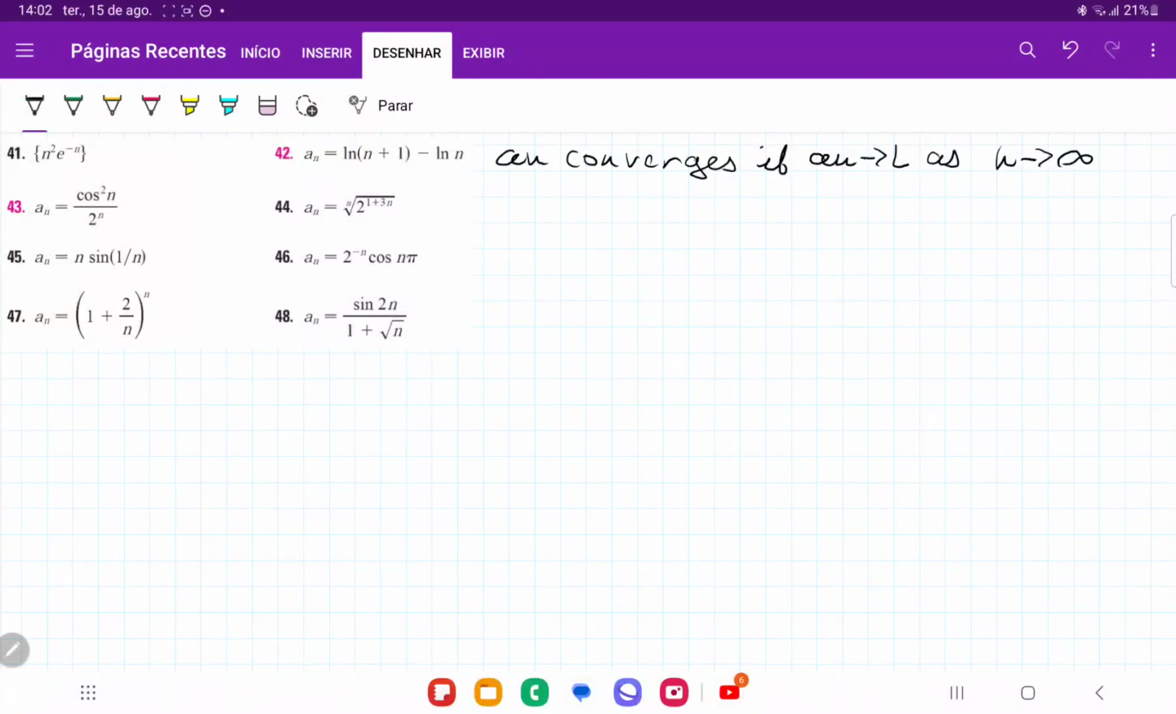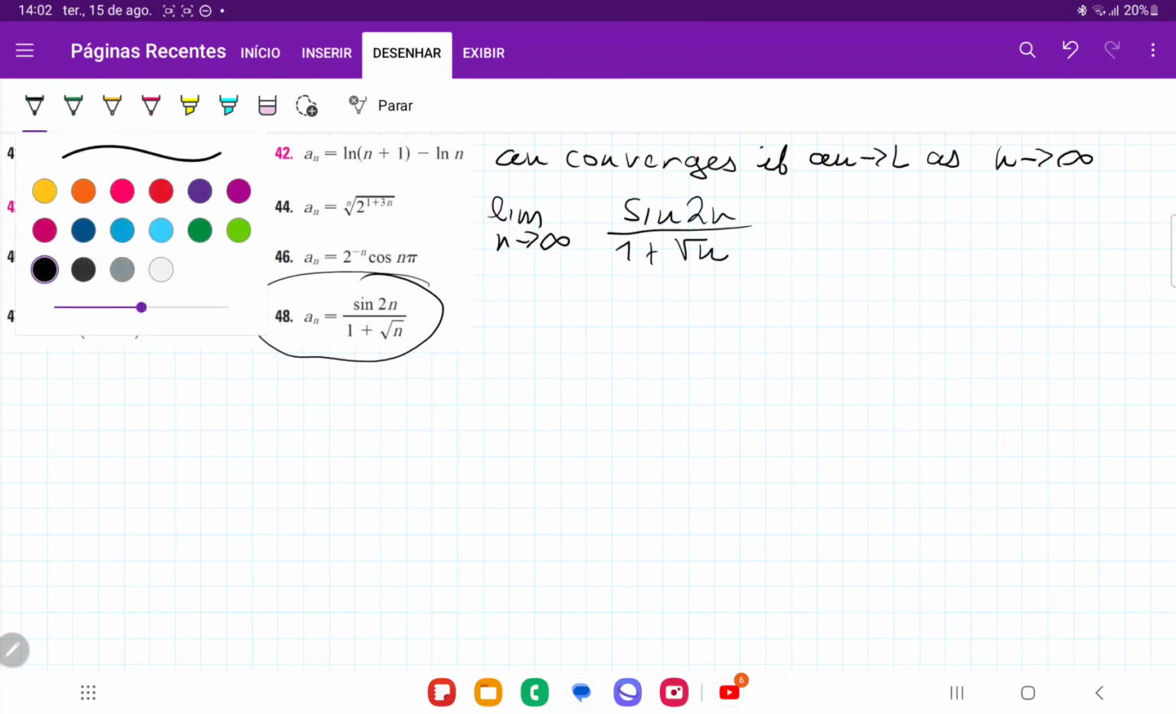So for number 48, we want to find out if the sequence over here converges. A sequence a_n converges if a_n tends to a specific, defined limit as n approaches infinity. So we're going to take the limit as n approaches infinity of our a_n, so sine of 2n over 1 plus root n, and we're going to see if this spits out a number for us.